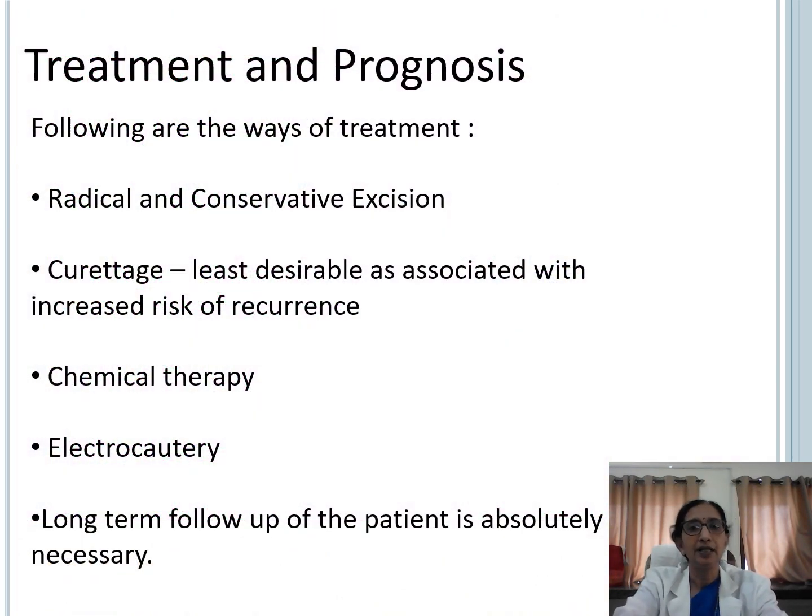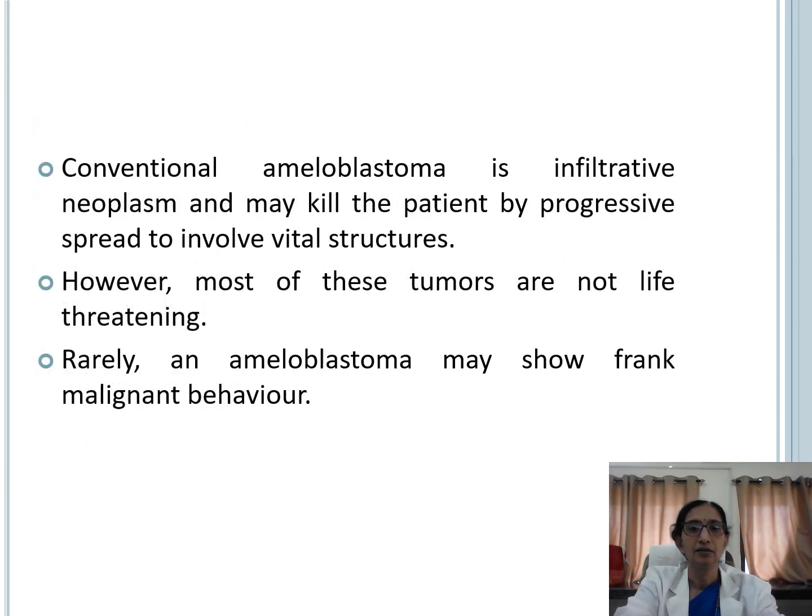Now treatment and prognosis. Radical or conservative excision is the preferred treatment. Curettage is less desirable as it is associated with an increased risk of recurrence, and long-term follow-up of the patient is necessary. This conventional ameloblastoma is an infiltrative neoplasm and may kill the patient by progressive spread to involve vital structures. However, most of these tumors are not life-threatening, so the prognosis is quite good, and rarely an ameloblastoma may show frank malignant behavior, but it is rarely seen.